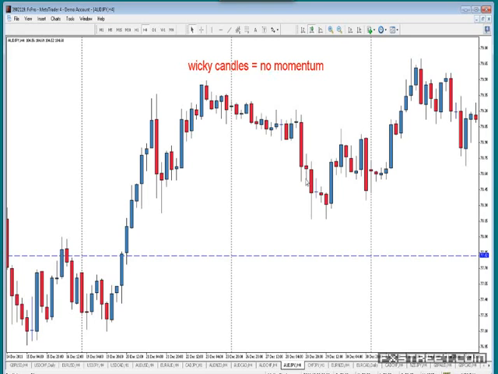Look at these wicks that started popping up over here. That's a really good one right there. That's a great one right there. Telling us that the market's starting to lose steam on this down move and it goes back up. Same thing here. It fell, but then it gave us these wicky candles telling us what? The market couldn't go any lower. It tried, and then whap, went back up. And if you see a lot of wicky candles, you know the market is losing momentum.